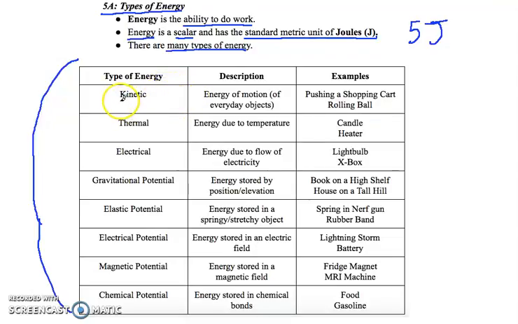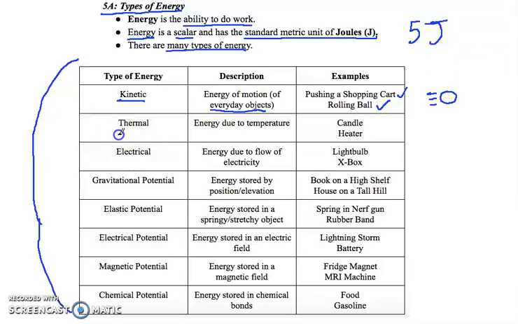So the first type is kinetic. That's the energy of motion, but that's only for everyday objects. So when we talk about kinetic, at least how we're going to look at it in physics, it's going to be for large things, not so much for atoms or smaller things. Some examples would be pushing a shopping cart, or if you had a rolling ball. Both of those would have some amount of kinetic energy because they're both moving.